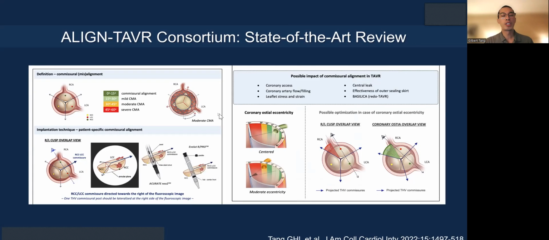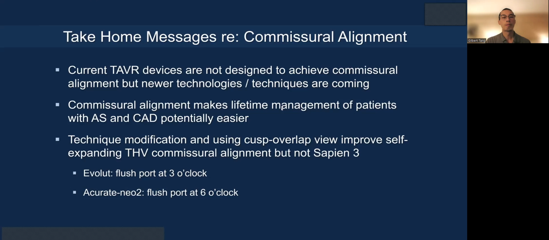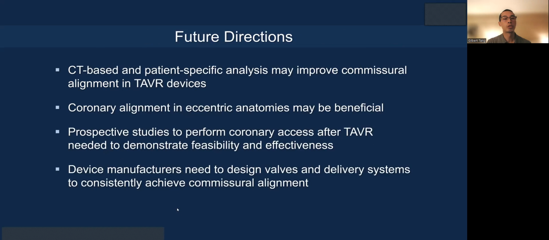So in summary, you can read this review paper at your leisure on how to achieve commissural alignment with various devices. In summary, current TAVR devices are not designed to achieve commissural alignment, but newer technologies and techniques are coming. But alignment does make lifetime management of these patients with AS and CAD potentially easier. There have now been technical modifications using the Cusp Overlap view to improve self-expanding TAVR alignment. It works really well for Evolut and Acurate neo2, but not SAPIEN 3 or Navitor yet. You can see the flush port at 3 o'clock for Evolut and 6 o'clock for neo2.